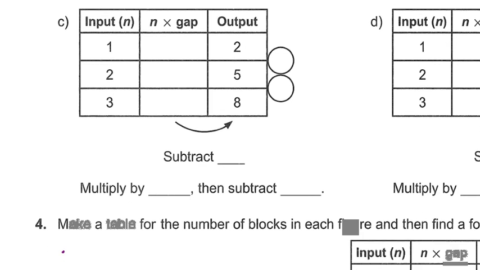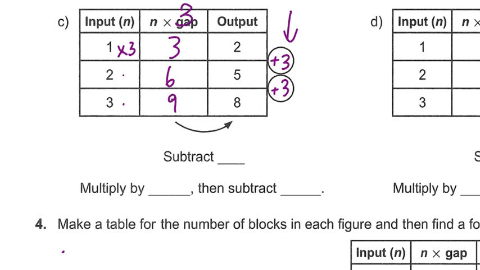In this case, where do we start? We start over here. What is the gap? 2 to 5, that's plus 3. 5 to 8, again, plus 3. So now I'm going to go n times the gap. In this case, it's 3. What's 1 times 3? 3. 2 times 3, 6. 3 times 3, 9.